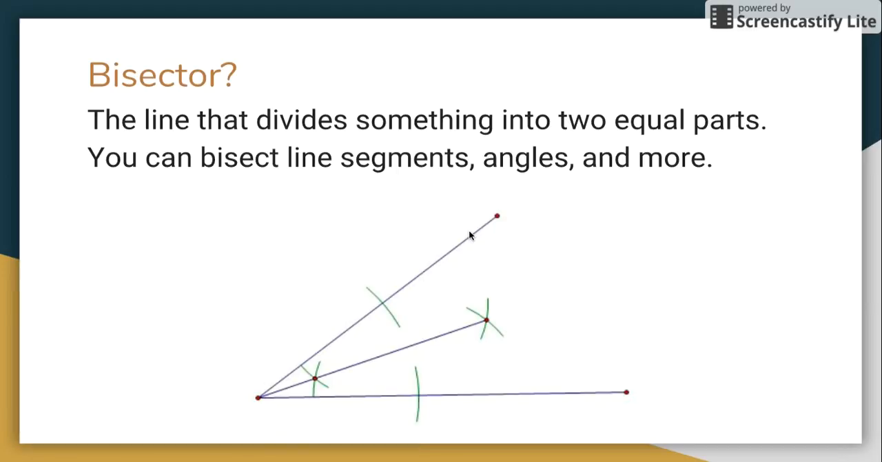Next, what is a bisector? A bisector is a line that divides something into two equal parts. You can bisect line segments, angles, and much more things.